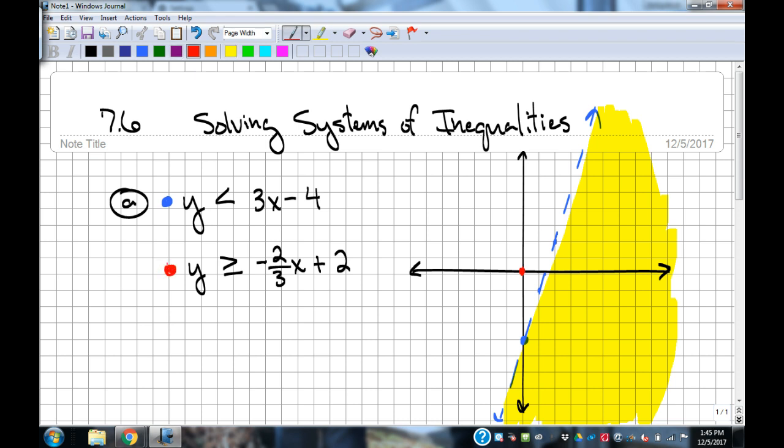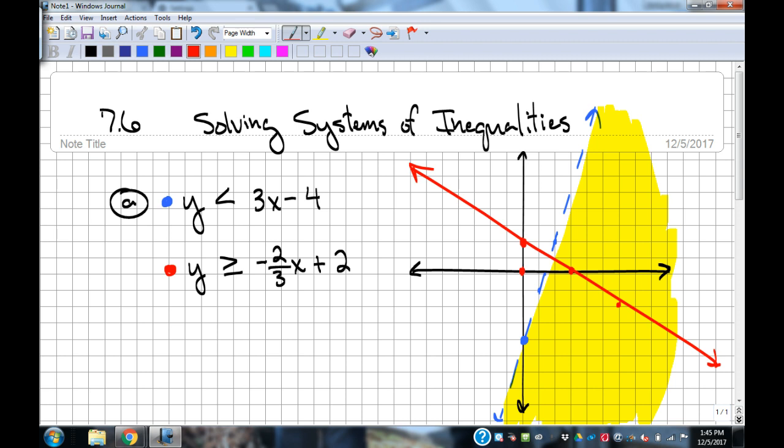What's the y-intercept of the second one? Positive 2. What's the slope? Negative 2 over 3. So I'll go down 2, right 3. Down 2, right 3. Do that a couple of times. Should this one be a dotted or a solid line? Why is it solid? The equal to mark on that inequality symbol makes it a solid line.